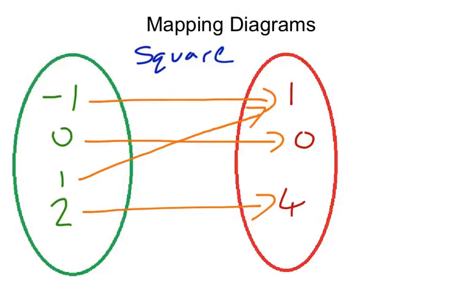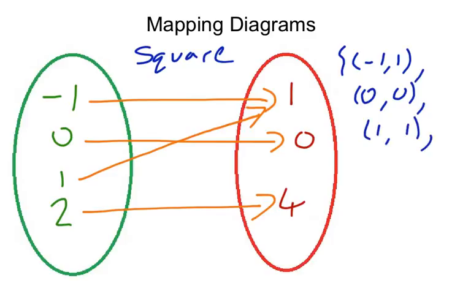Again, we could list the ordered pairs, and we would get -1, 1, 0, 0, 1, 1, and 2, 4. Now in this one we notice that both -1 and 1 go to the same output, the same element in the range, which is 1.